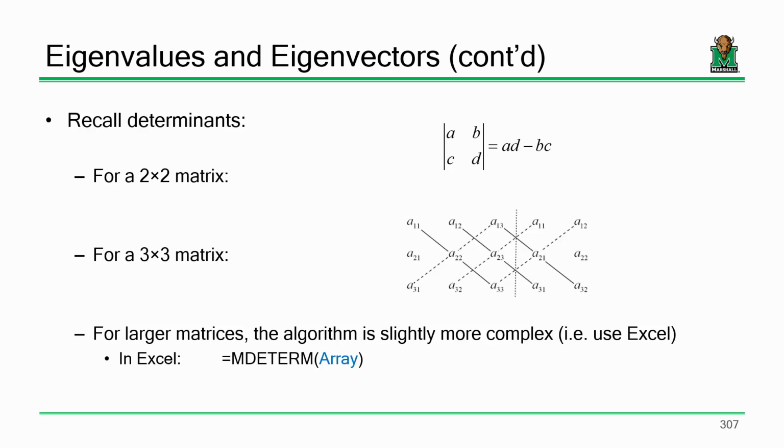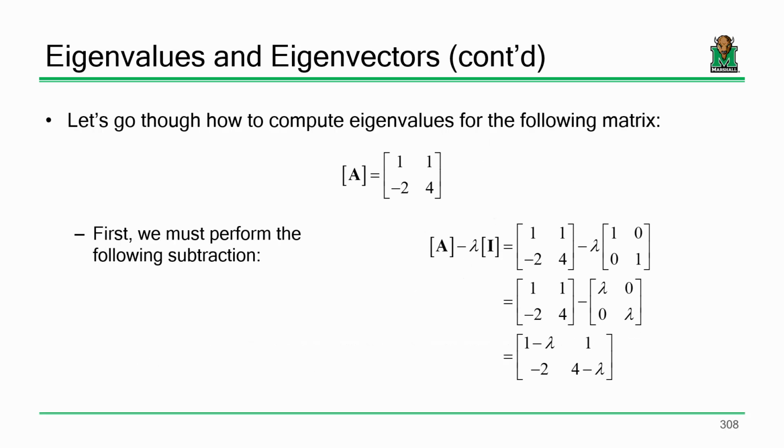Luckily, there's a function in Excel to calculate determinants. It's just MDETERM of whatever array you're looking at. You don't have to do the Control-Shift-Enter function. You can if you want. It won't give you a different answer because determinants are a number. They're not a matrix. So you don't have to do the Control-Shift-Enter.